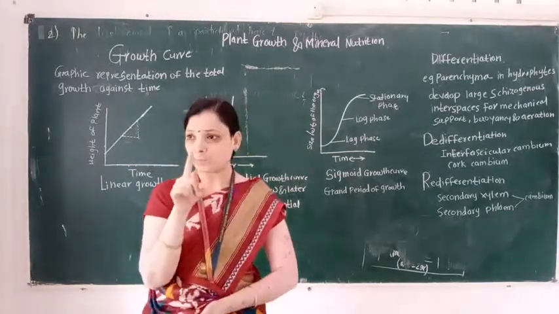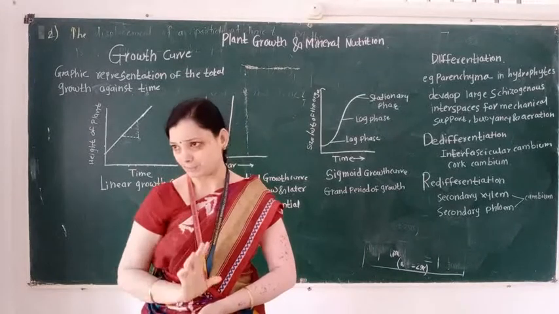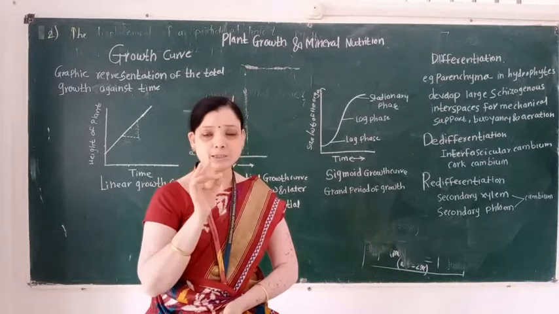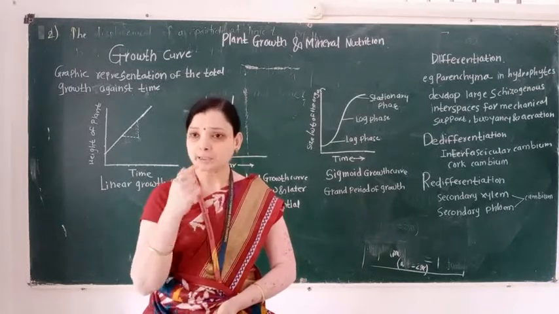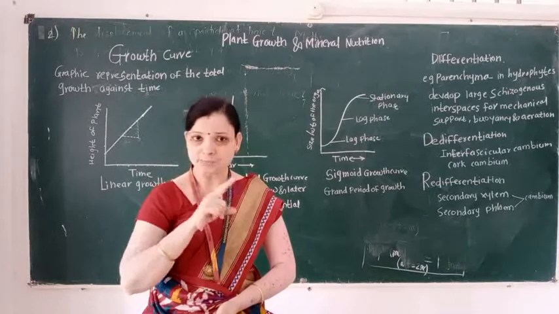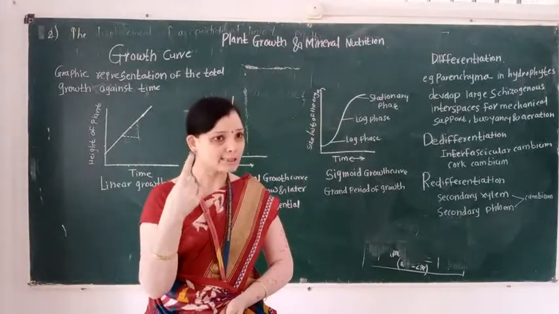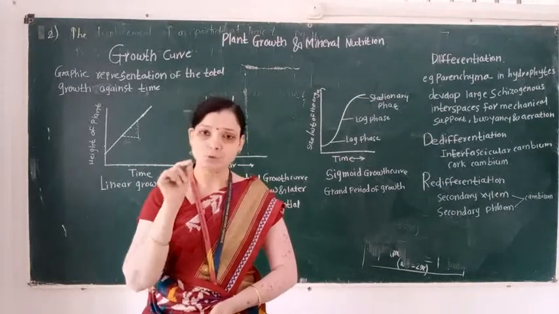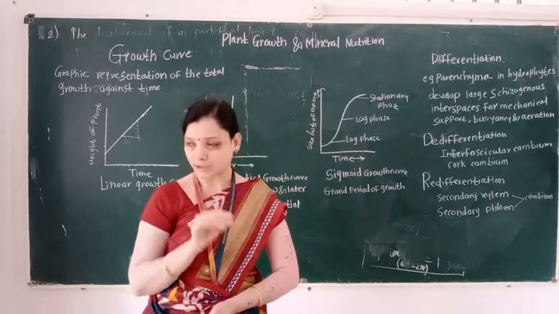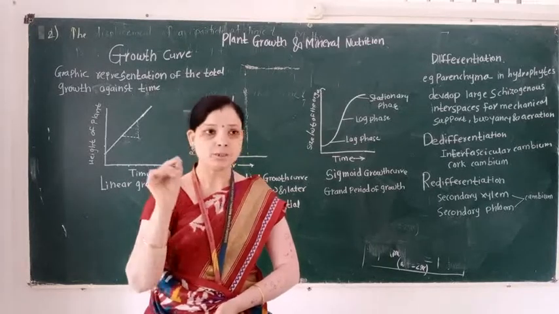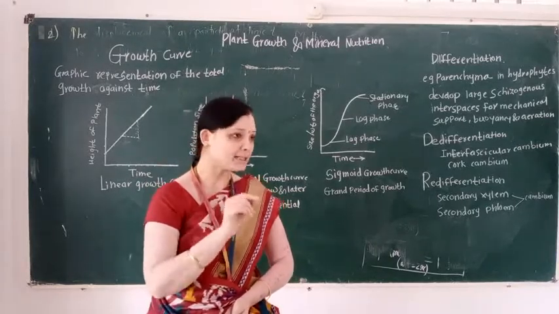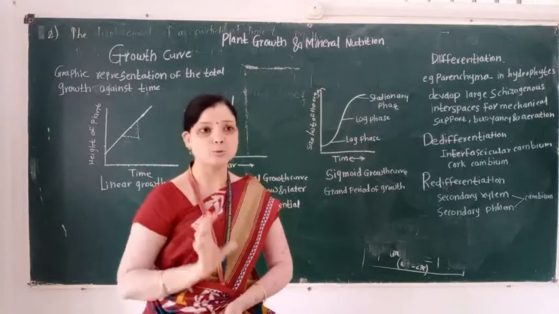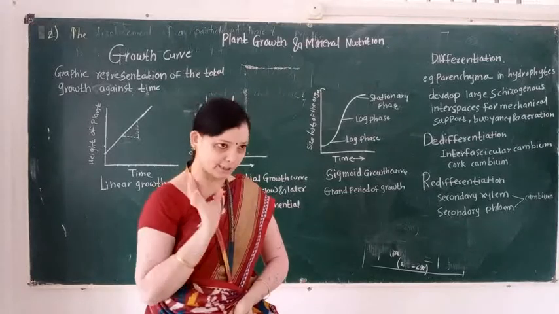Differentiated cell formed from apical meristem. So in differentiation, meristematic tissue undergo cell division and then become differentiated or matured. When it gets matured, then it loses the ability of cell division. This process or these changes are known as differentiation.